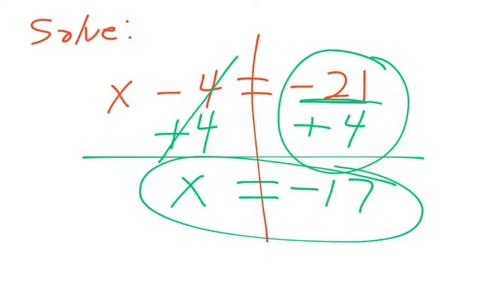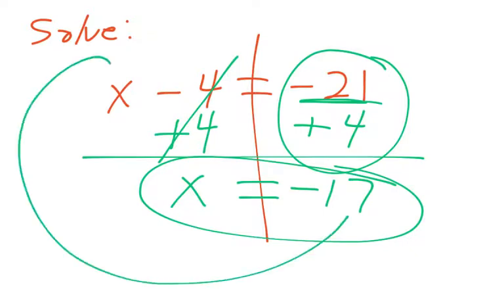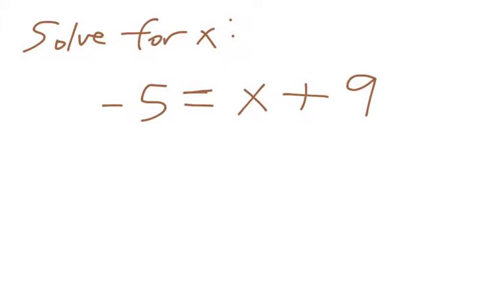Okay? And if we check it, we can put negative 17 right there. Negative 17 minus 4 does, in fact, equal negative 21, so it does check out. That's exactly how you do one-step equations. Okay, so let's look at another example.